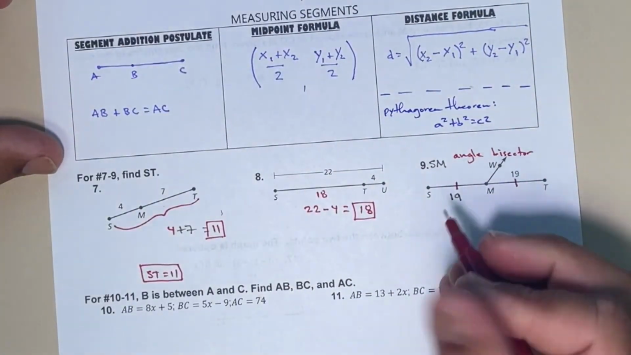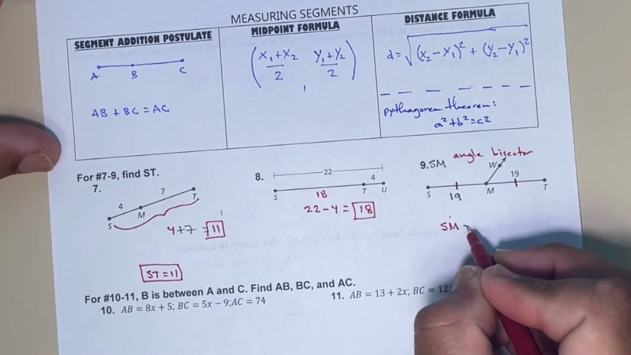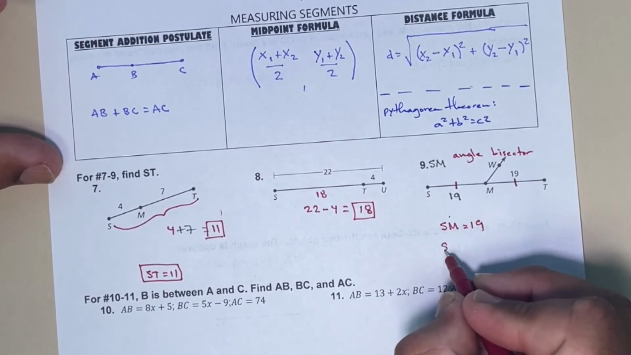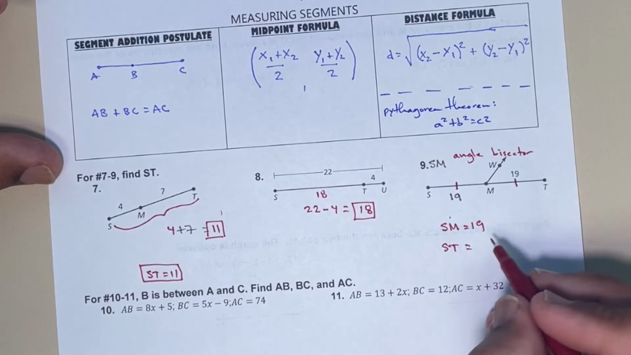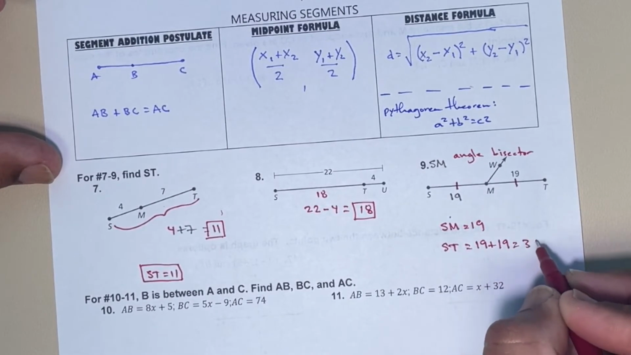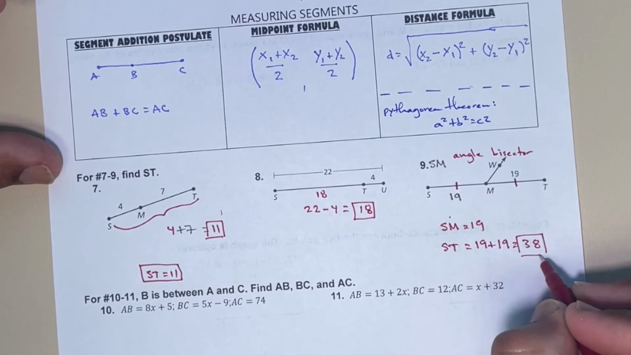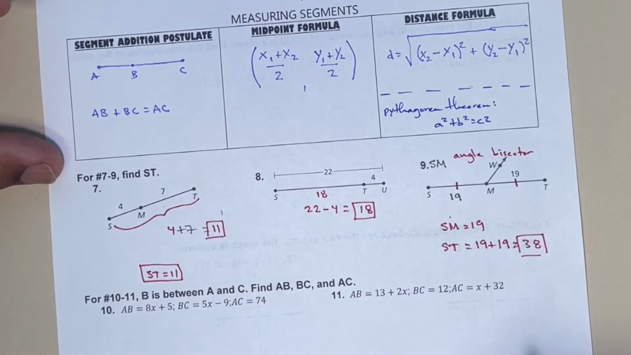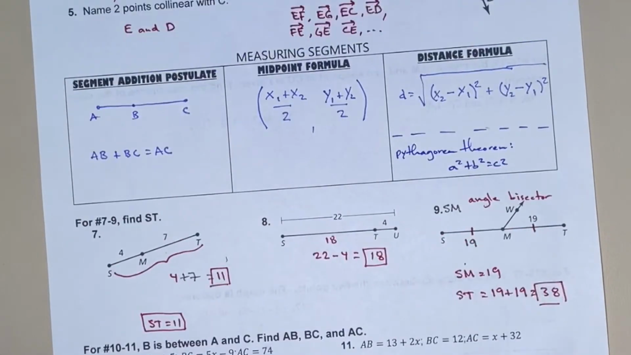How about we do this? SM equals 19 and ST equals 19 plus 19, which is 38. And what I realize right now is for all these questions you need to find ST. So that was conveniently set up. I need to refer back to that.